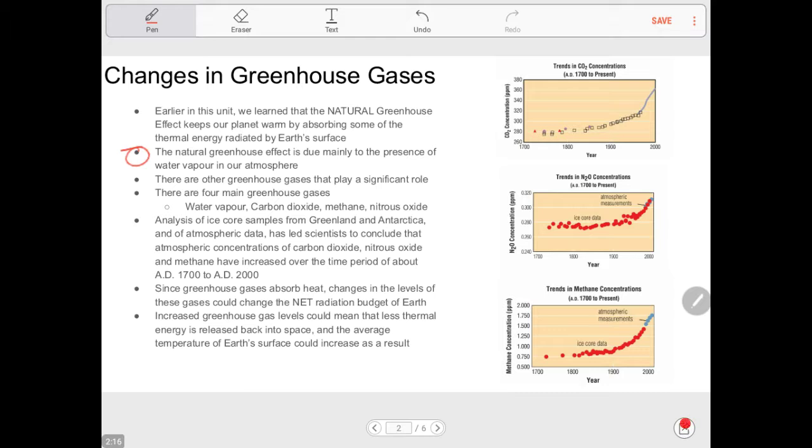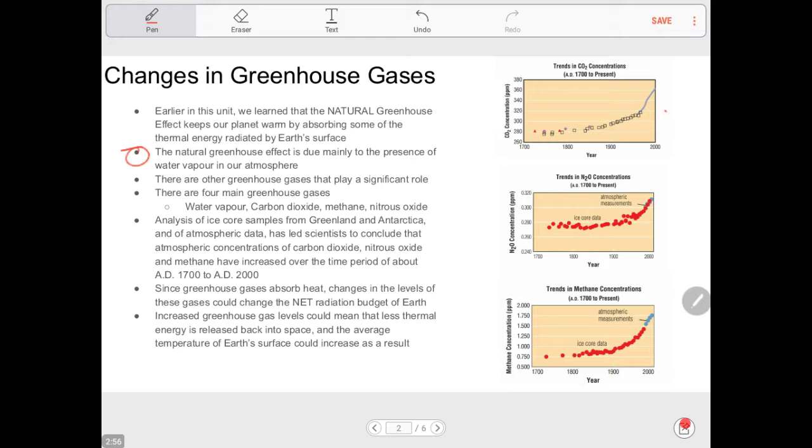Analysis of ice core samples from Greenland and Antarctica and of atmospheric data has led scientists to conclude that atmospheric concentrations of carbon dioxide, nitrous oxide, and methane have increased over the time period of about 1700 to 2000. Since greenhouse gases absorb heat, changes in the levels of these gases could change the net radiation budget of Earth. Increased greenhouse gas levels could mean that less thermal energy is released back into space, and the average temperature of Earth's surface could increase as a result, which is what I'm talking about.